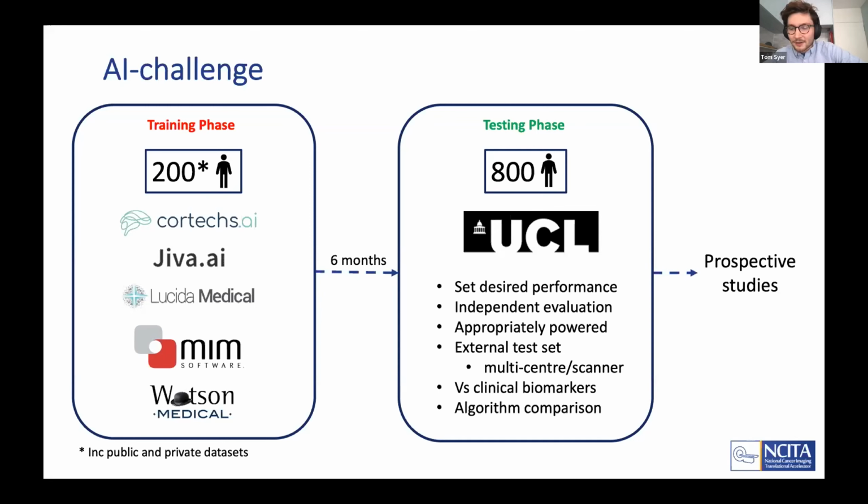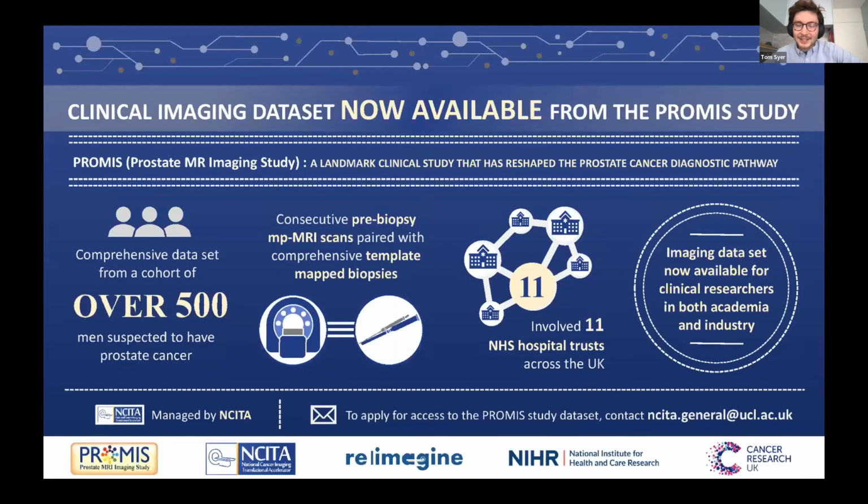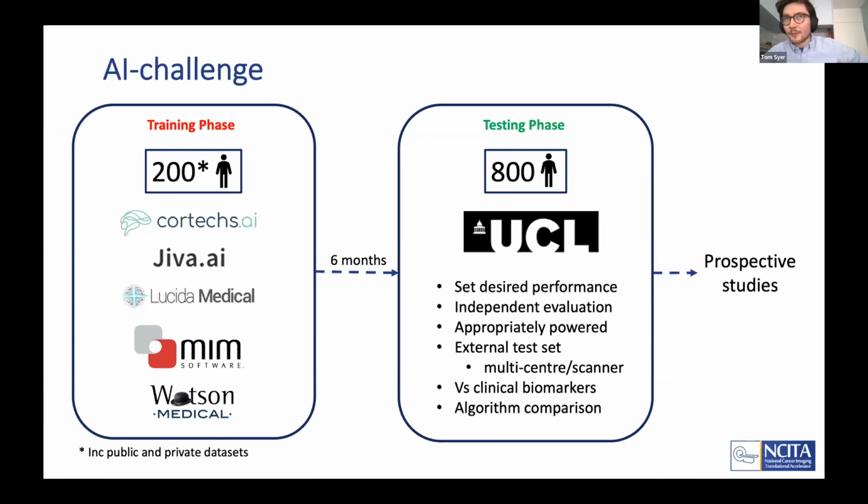And the hope is that following this AI challenge, those which do meet our minimum standard, we can work with them to improve their algorithms and maybe go on to further prospective or multi-reader studies. So we're currently in the training phase, and we hope to do the test phase from late November onwards. So I don't have any results to share with you, unfortunately, at the moment.